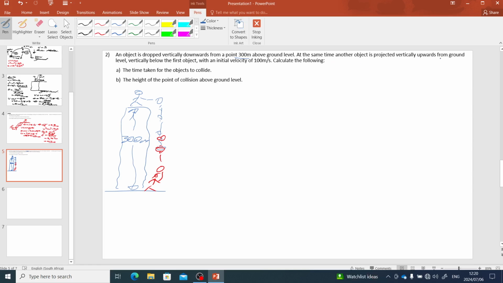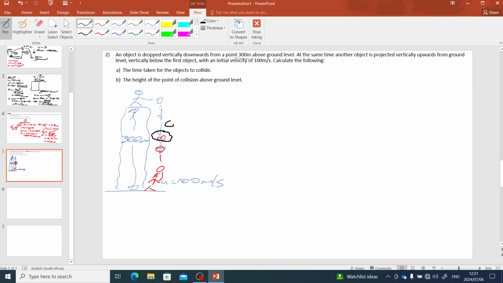Is projected vertically upwards from ground level, vertically below the first object, with an initial velocity of 100 meters per second. The initial velocity of the object thrown from the ground level going up is 100 meters per second. Calculate the following: the time taken for the object to collide.